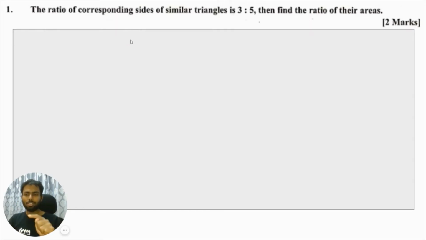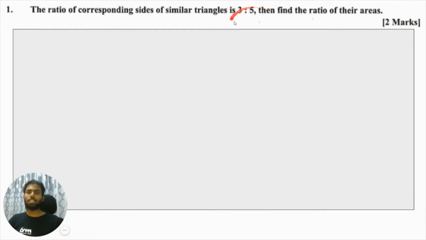Okay, I hope you paused the video and have read the question and have some idea how you will solve it. The ratio of corresponding sides of similar triangles is 3:5. So they have given that they are similar triangles, and the ratio of corresponding sides is given as 3:5. 3:5 means 3/5, both mean the same, 3 divided by 5. Then find the ratio of their areas.